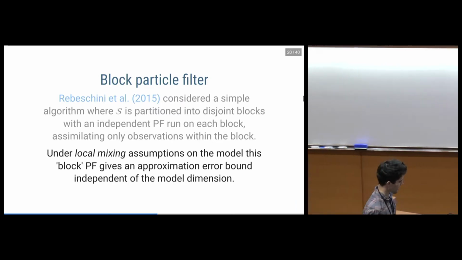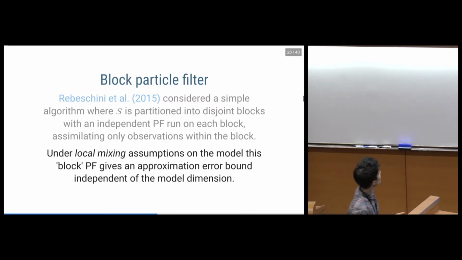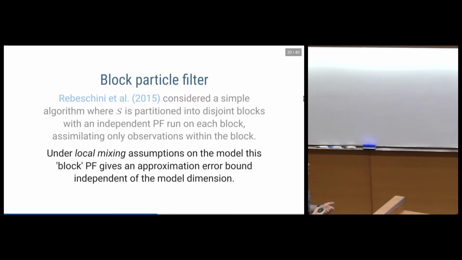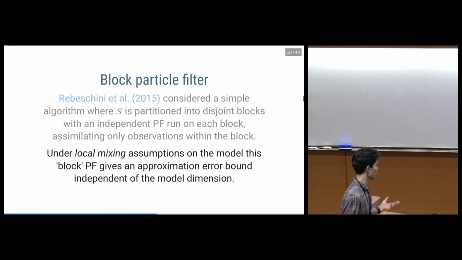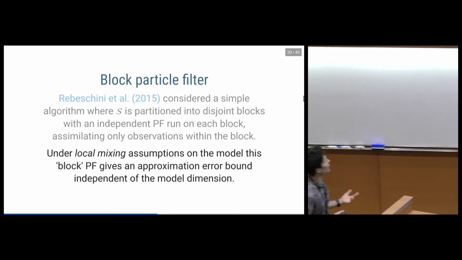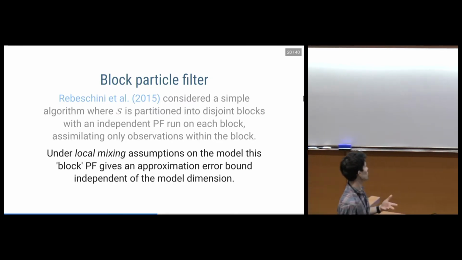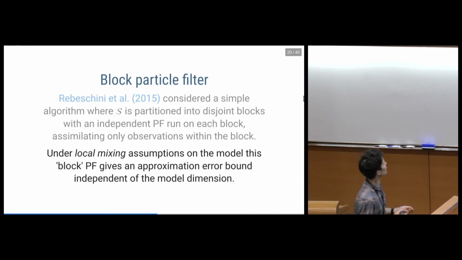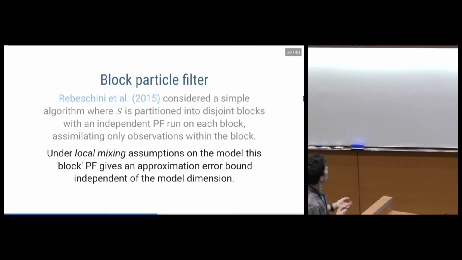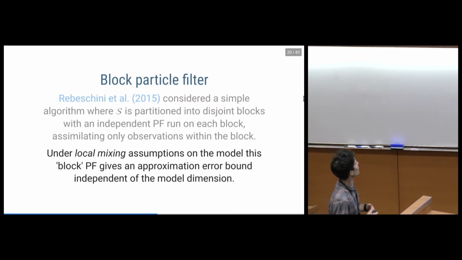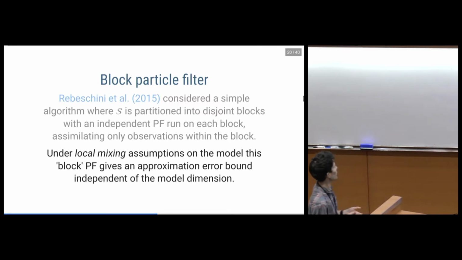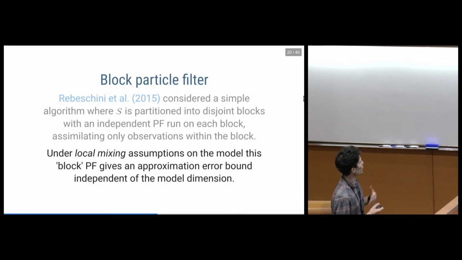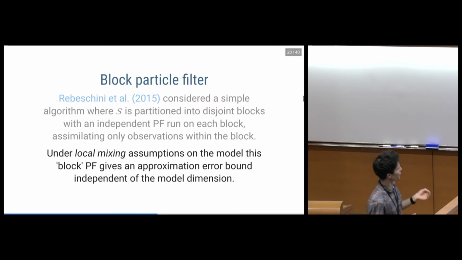So if we put some assumptions on the forms of the state updates within a model, in particular these local mixing assumptions, which are analogous to the typical assumptions that are often made in the time dimension to look at the asymptotics of particle filtering in terms of stability over time. So this is the spatial equivalent of those sorts of boundedness assumptions on our transition densities. This very naive block particle filter is still able to give an approximation error bound which is independent of the model dimension.